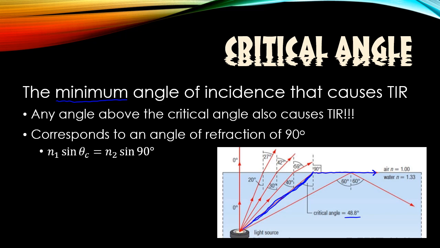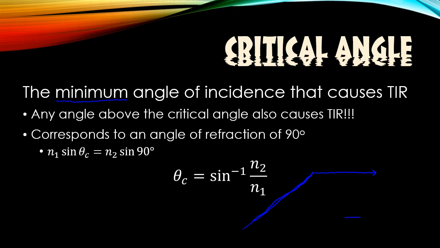Using Snell's law, I would say that n1 times the sine of the critical angle, or theta sub c, is equal to n2 times the sine of 90 degrees. That would be true in general for any two mediums. If we were looking specifically at this example here, this is light that is in water first and then in air. So n1 would be 1.33 and n2 would be 1.